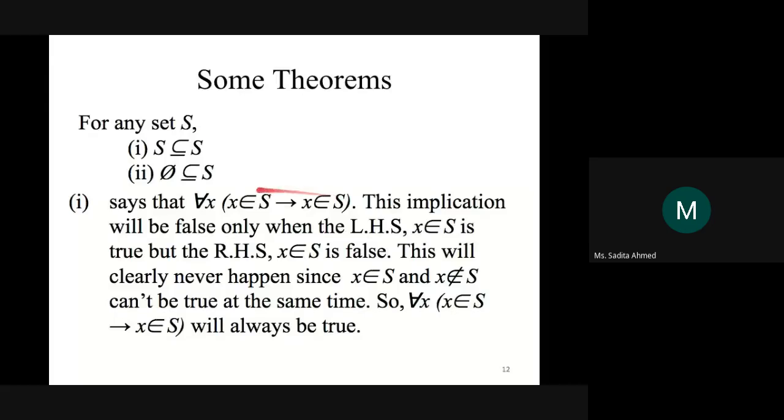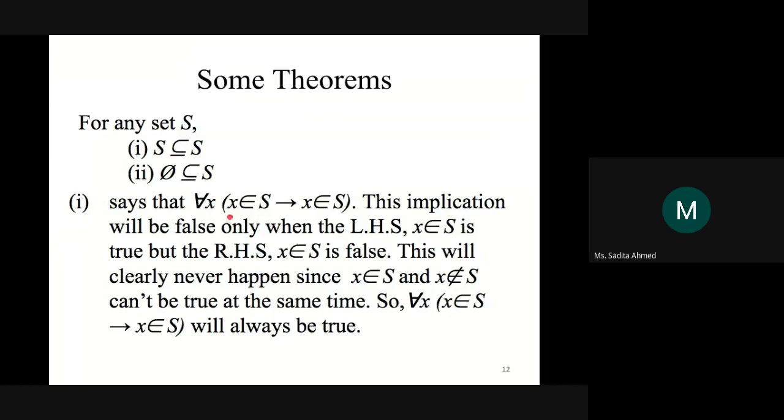The other way to show that this implication will always be true is to show that this implication will never be false. Now, in order for this to be false, what must happen? What does it mean for this implication to be false? We'll start from there and see if it leads to a contradiction or not. If it doesn't lead to a contradiction, then we can say that this will never be false.